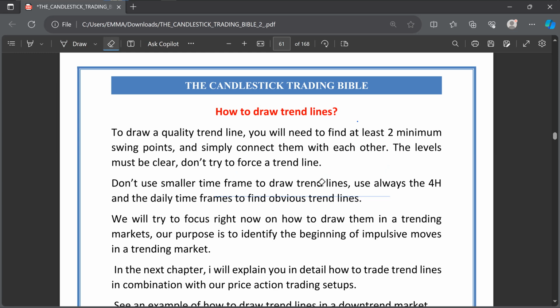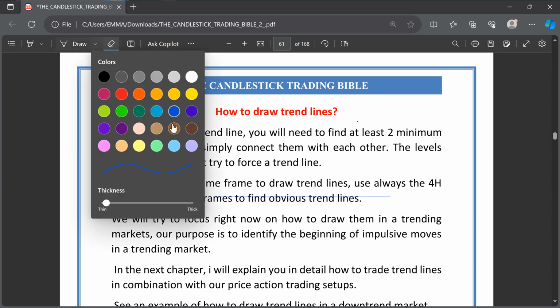So let's get back to that. To draw a quality trend line, you will need to find at least two minimum swing points. I will explain this better with charts or pictures. Then simply connect them with each other. The levels must be clear. Don't try to force a trend. Don't use a smaller time frame to draw trend lines.